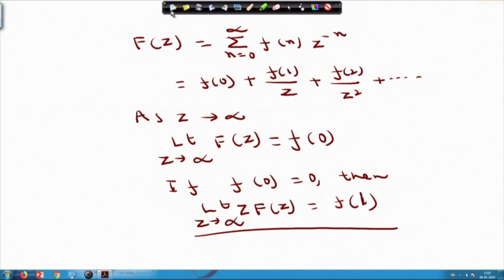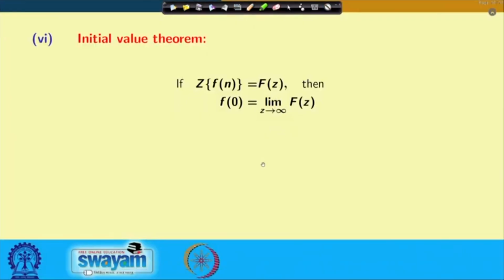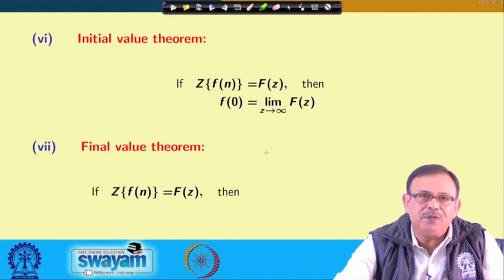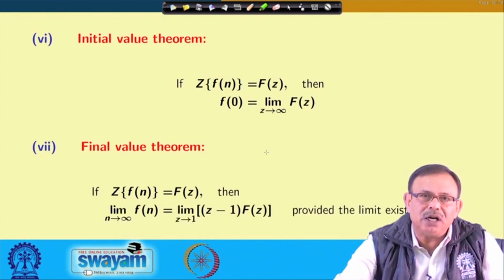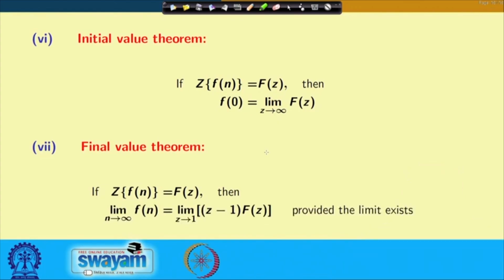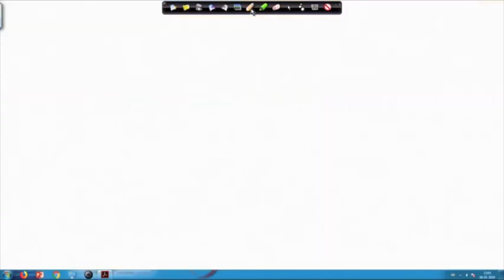Now, let us come to the next theorem, that is the final value theorem. If the Z transform of f n equals F z, in that case the limit as n approaches infinity of f n equals the limit as z approaches 1 of z minus 1 into F z, provided the limits exist. So, let us give the proof of this.